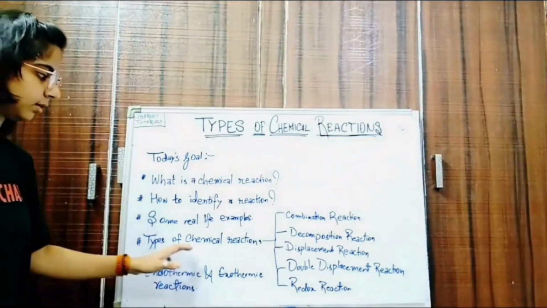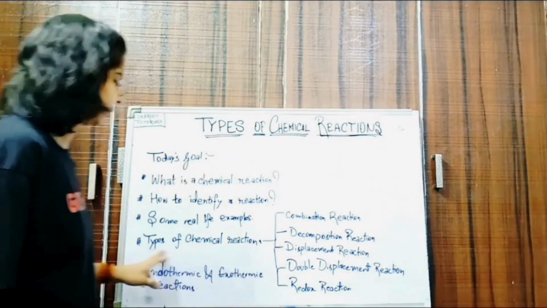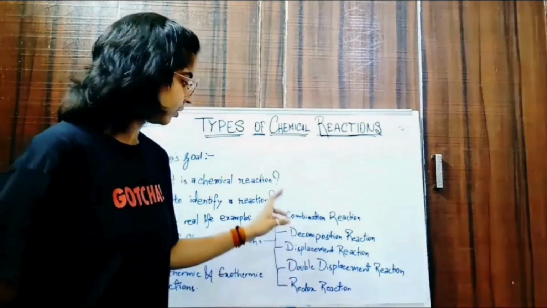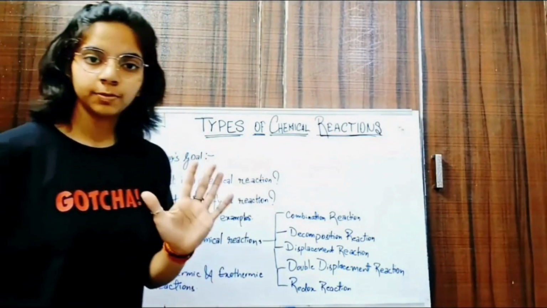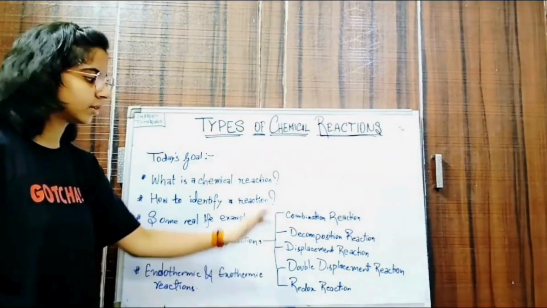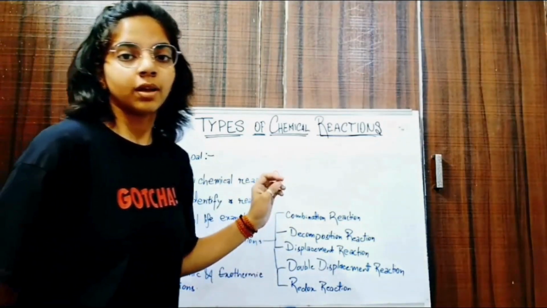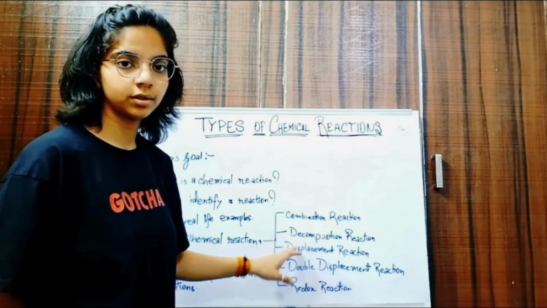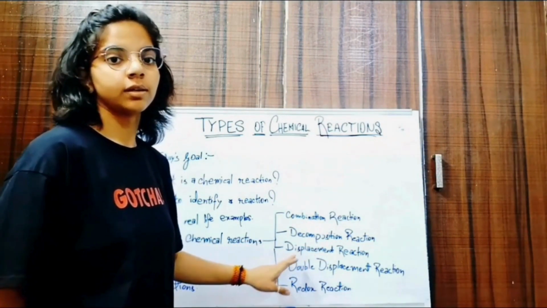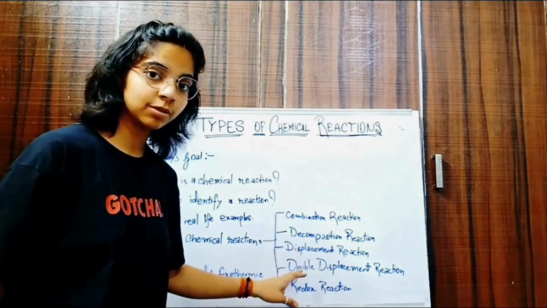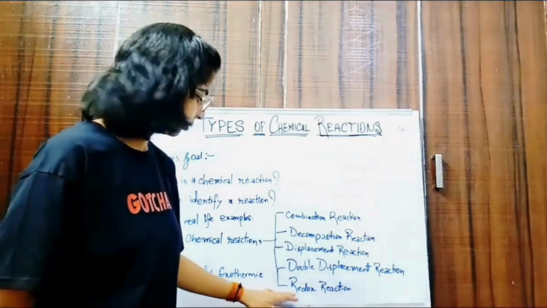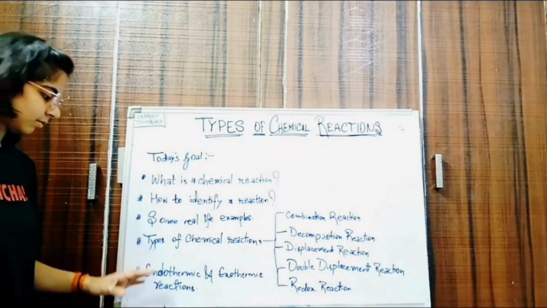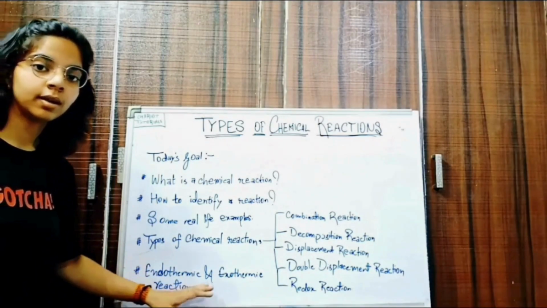Then we will understand our main topic, the types of chemical reaction, and we will explain all the types in detail. There are basically 5 types of chemical reaction that will be discussed in detail, each of them with examples. First is the combination reaction, then decomposition, then displacement reaction, then double displacement, and last but not least the redox reaction. Then our last topic will be endothermic and exothermic reaction.